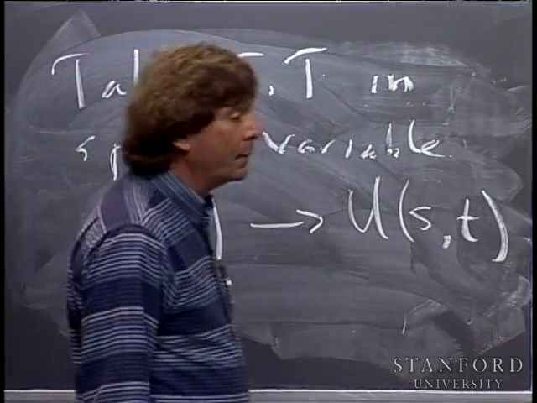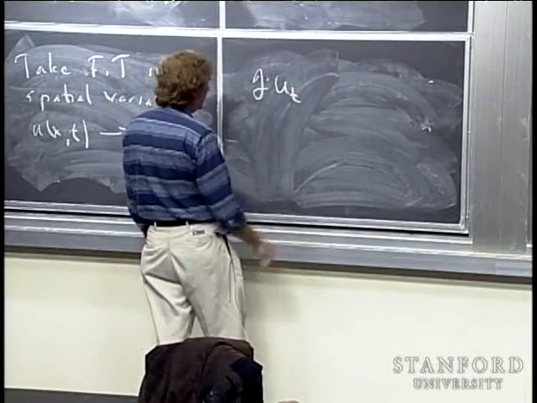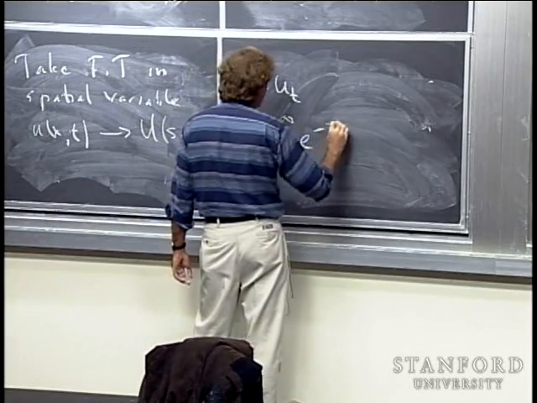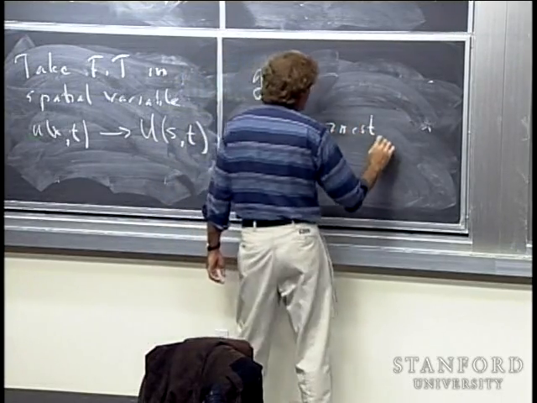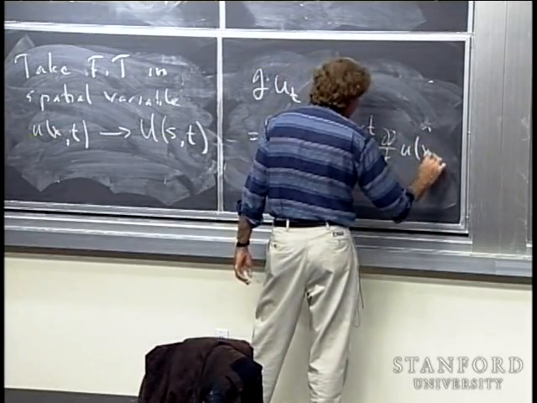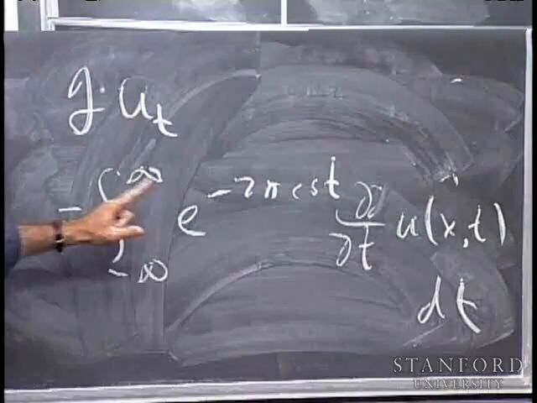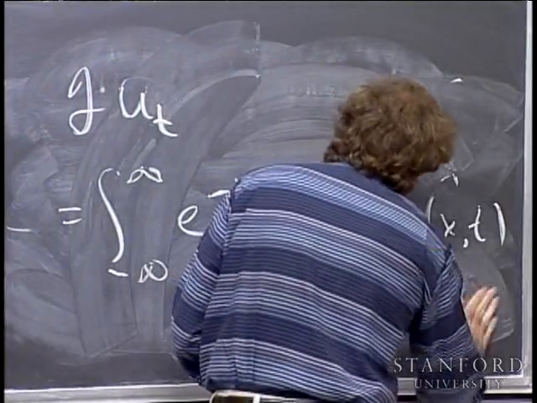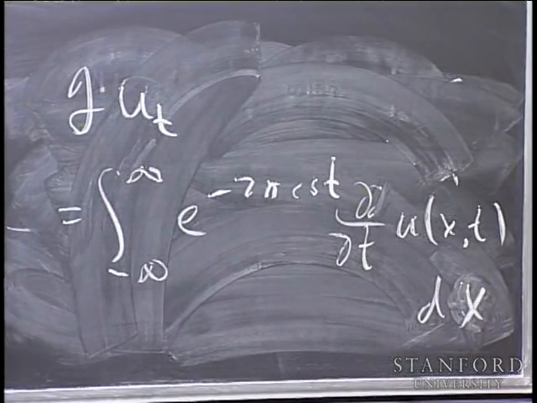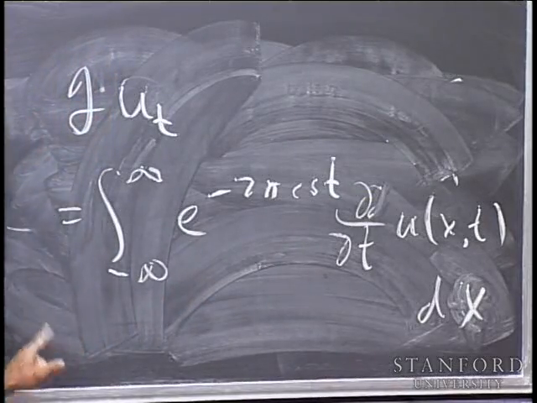So what about the left-hand side? What is the Fourier transform of u sub t? That's the integral from minus infinity to infinity of e to the minus 2 pi i s x times the derivative d/dt of u of x, t, dx, by definition of the Fourier transform. You see here I'm differentiating with respect to t and integrating with respect to x, so this derivative comes out of the integral.